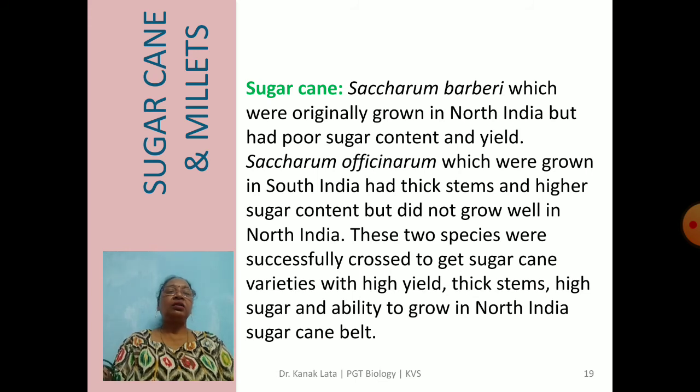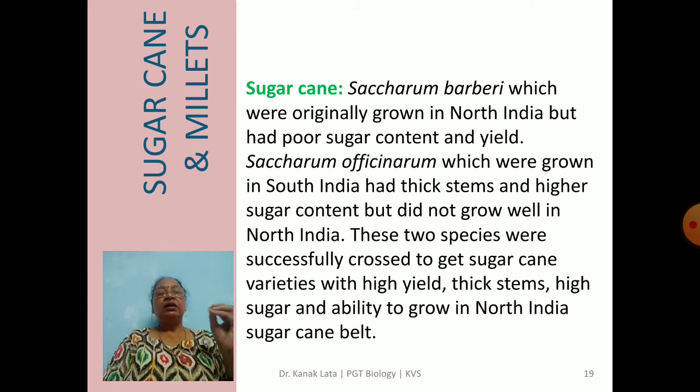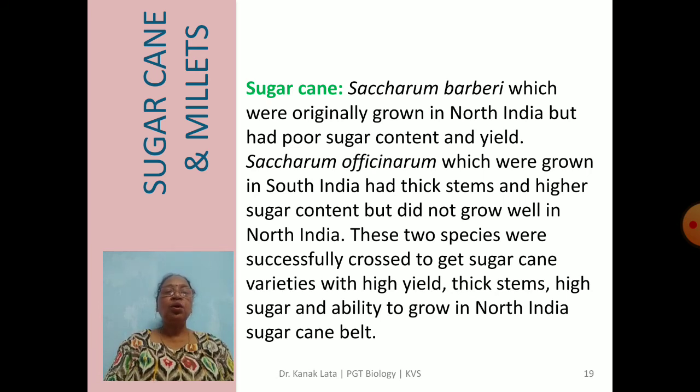One was grown in North India but had poor sugar content, and one was grown in South India but had thick stem and higher sugar content, but did not grow well in North India. So both these species were successfully crossed to get sugarcane varieties with high yield, thick stem, high sugar and the ability to grow in North India. So you have seen here that both the characters are combined in one variety.